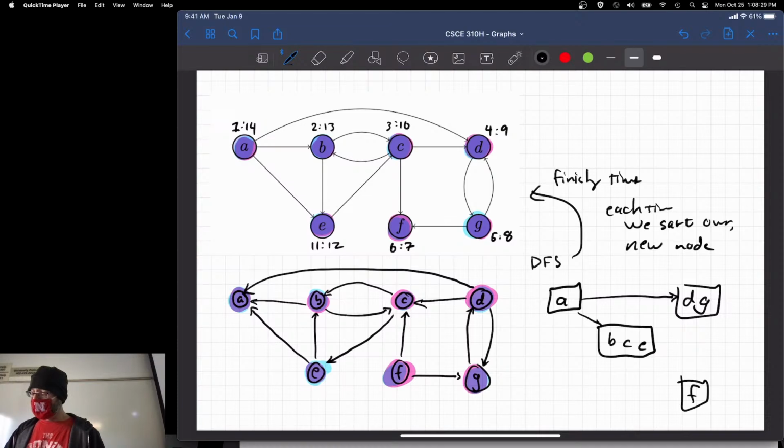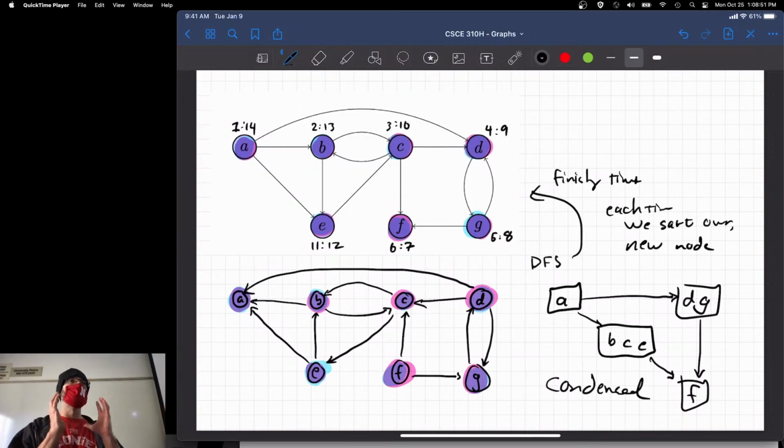From B, where can I go? Well, I can go to C, I can go to E, and I can always get back there, but where else? From C, I could go to F, and from D and G, I can go to F. This is condensed. So you see why it's called condensed now? We condense it down into its strongly connected components.